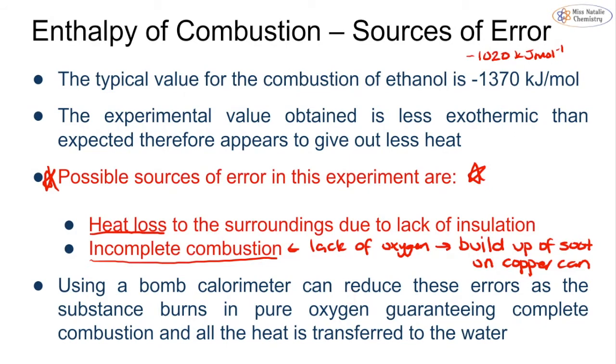A way that we can reduce these is to use a setup called a bomb calorimeter. Basically, it's encased in some sort of plastic cover, and it essentially allows the substance to be burned in pure oxygen, so we're guaranteeing complete combustion, and because it's in a closed system, we guarantee that we have no heat loss. So if we were going to do this professionally or in a lab, like in industry, we would use a bomb calorimeter for this.